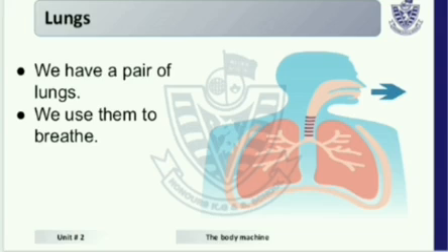Lungs. We have a pair of lungs. We use them to breathe. The main function of the lungs is the process of gas exchange called respiration or breathing.